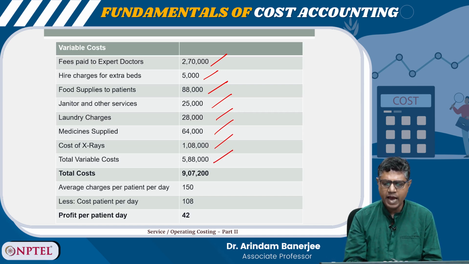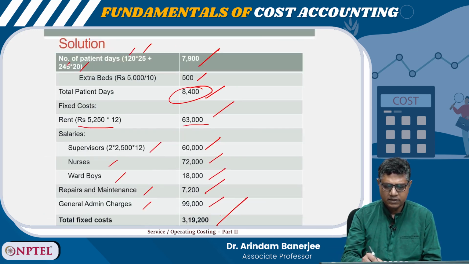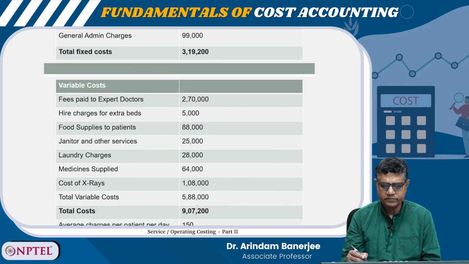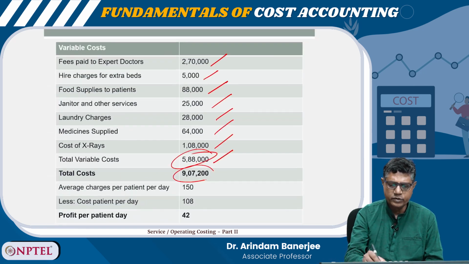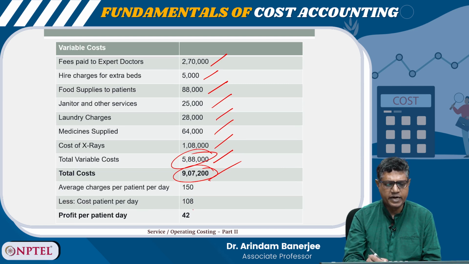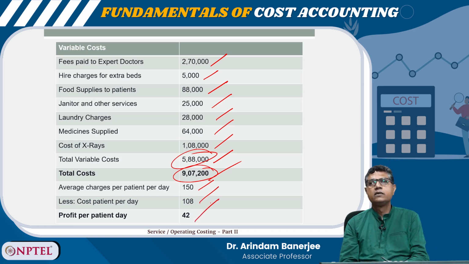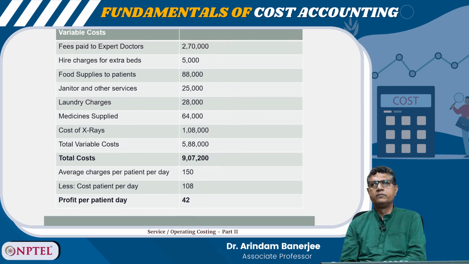So total cost, if you add this 5,88,000 plus 3,19,200, it is coming to 9,07,200, right? So average charges per patient per day is 150. Less cost per patient per day, 108. So profit per patient day is 42, right? Okay. So we can calculate the operating cost in case of a hospital.